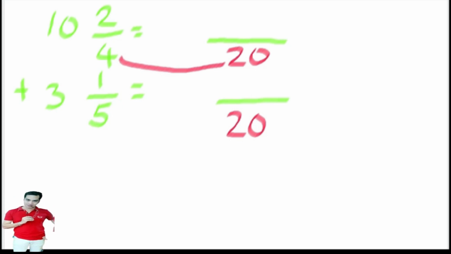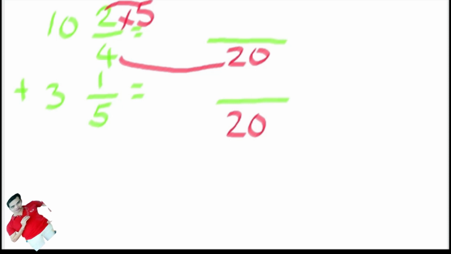20 divided by 4, the answer is 5. So, write dito yung 5. Then, i-multiply natin sa numerator. So, 2 times 5, the answer is 10.